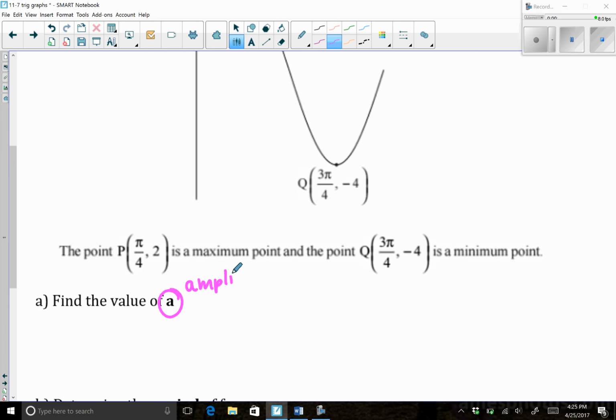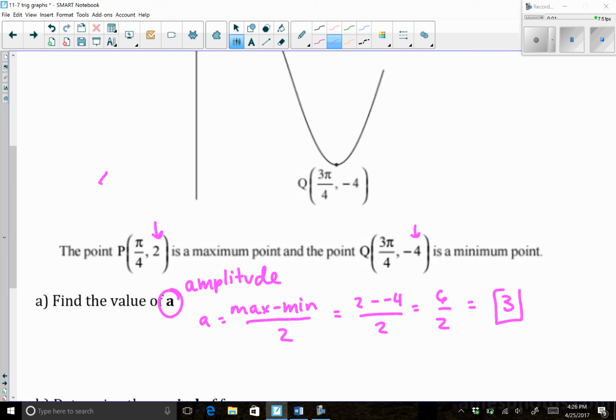So if you're having a hard time finding the amplitude, just remember there's a formula for that. We take the maximum minus the minimum and divide that by 2. And they gave us the max. You choose the y value because that tells you how high or how low it is along the y-axis. So we choose the y values when we fill into this formula. So we get A, which equals the max minus min over 2, to be 2 minus negative 4 all over 2. This is 6 over 2, or I get a value of 3 for my A value. So that's going to tell us all about A.